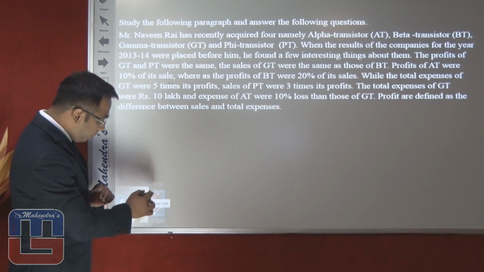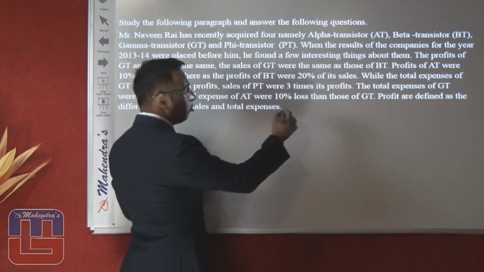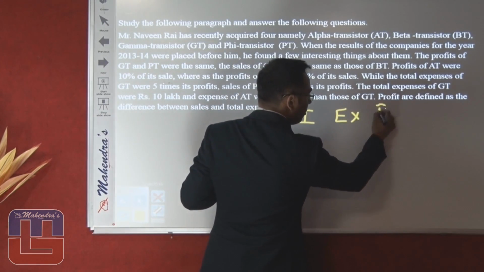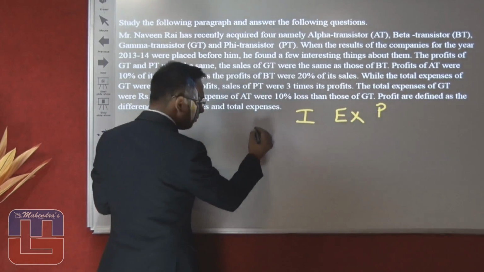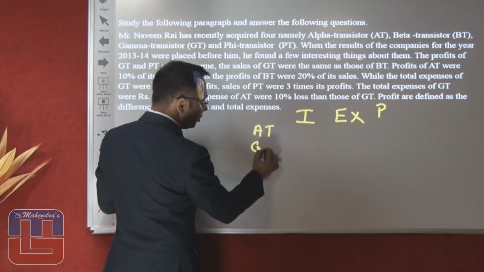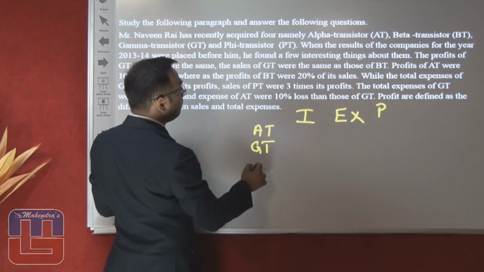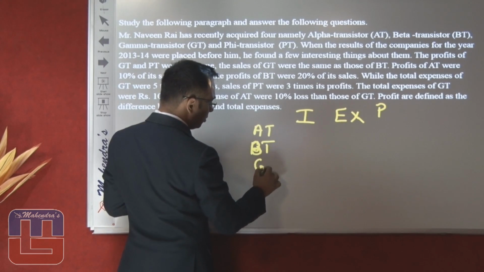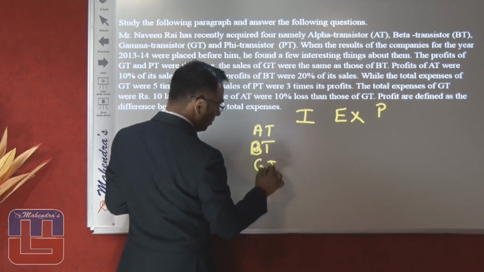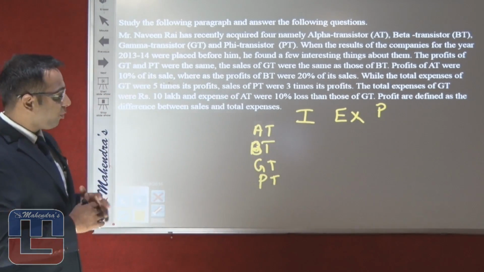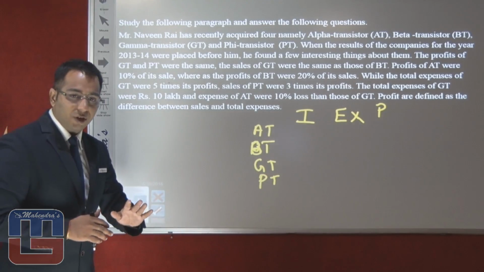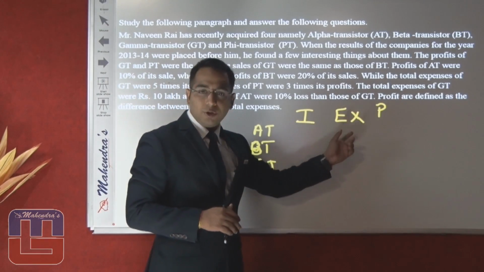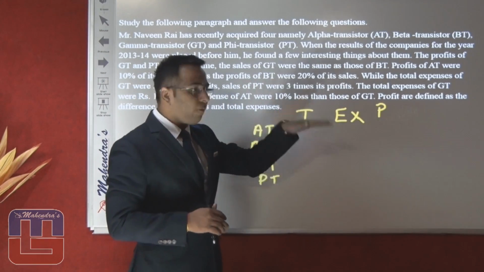I guess you are not able to see this. I will write it in a better way: income, expenditure, and profit. AT, GT, BT, and PT. Here are the four companies with income, expenditure, and profit. Remember one thing: income always acts like SP, expenditure always acts like CP, and profit is profit.